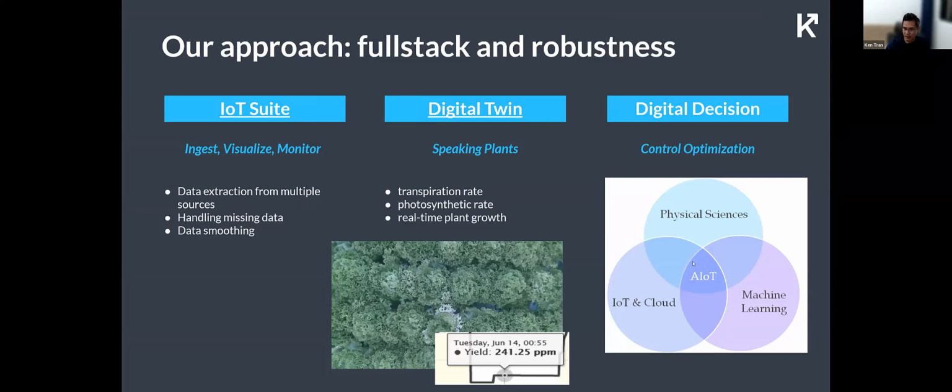It's the fusion of all of these disciplines, including physical sciences such as climate modeling and crop modeling, the IoT, how to use the sensors, how to do cloud-based data management, and how to apply machine learning in conjunction with the mechanistic models where appropriate.